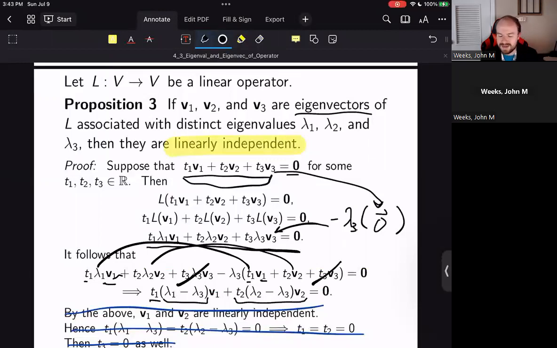Same thing with my second term here. I'll factor out t2 and v2, and I'll be left with lambda 2 minus lambda 3. Notice, by the way, that these are not 0. Lambda 1 is not equal to lambda 3, and lambda 2 is not equal to lambda 3. And that's by the fact that these are distinct eigenvalues.